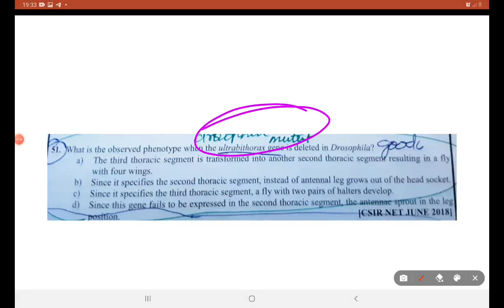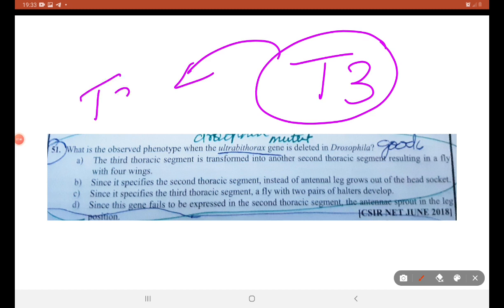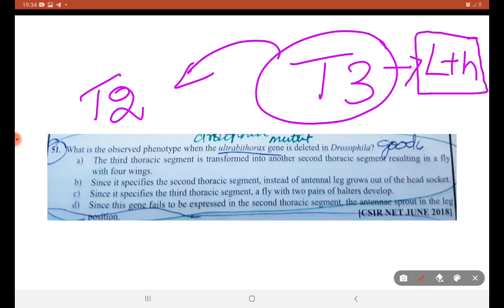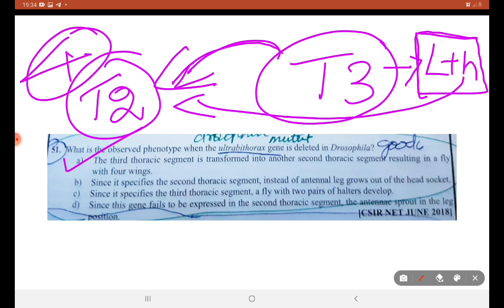Ultrabithorax. Now we have seen what Ultrabithorax is. We have seen that concept. Now Ultrabithorax is completely deleted. What will happen? T3 is transformed into T2, where T3 corresponds to a leg and a pair of halteres, which is the function of the formation of T3. If T3 is transformed to T2, in T2 the halteres will be transformed to wings, so we will have 4 wings. A is the right answer.